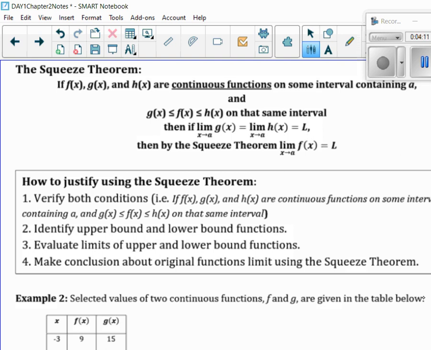Yes, so we're going to do that. Don't worry. Here, I put this in a box so you can see what you have to state. You have to verify both conditions. The first is that the functions have to be continuous, and you have to actually write that they are continuous functions. And that they have to be between each other. And then you have to identify what the upper bound and the lower bound are, and the limits, and then draw the conclusion.